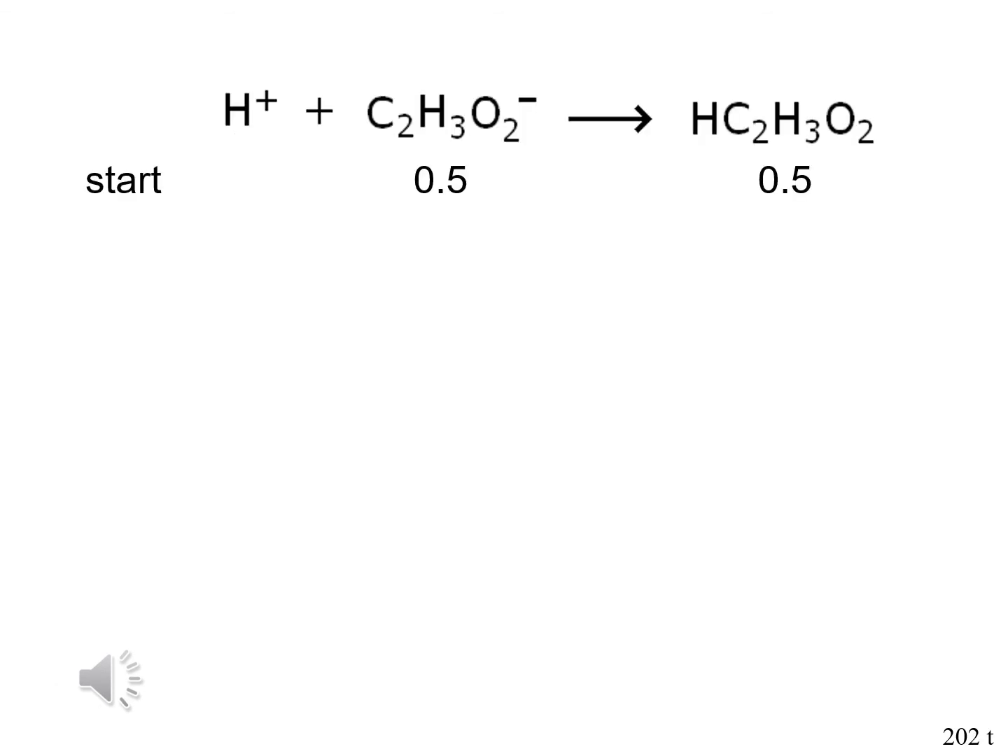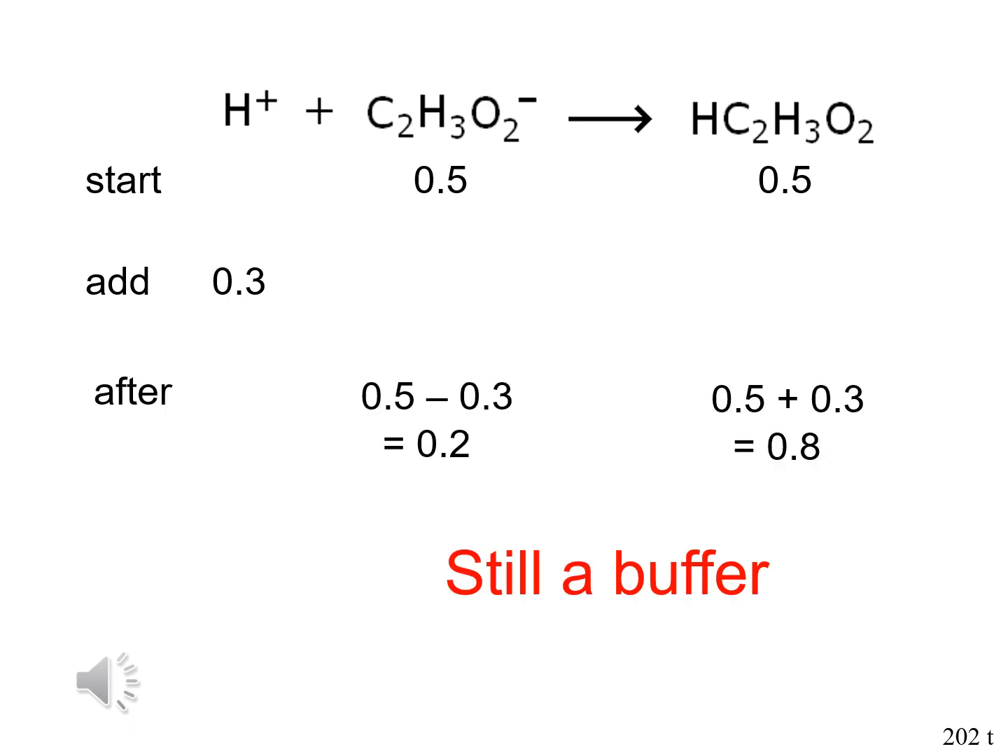Let's say that in that acetate buffer we looked at before, instead of starting with 0.1 mole of each, you start with 0.5 mole of each. If you add 0.3 mole of H plus to that buffer, you're going to add to the acid and subtract from the base, but because there was more base this time, you still have base left over. So this is still a buffer. You did not destroy the buffer capacity this time with the 0.3 H plus.